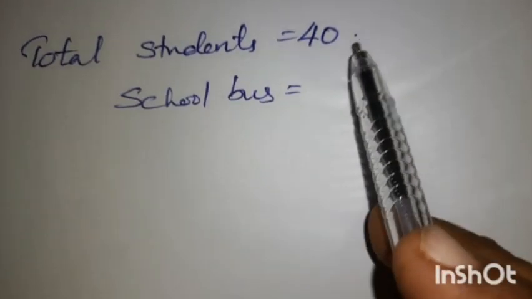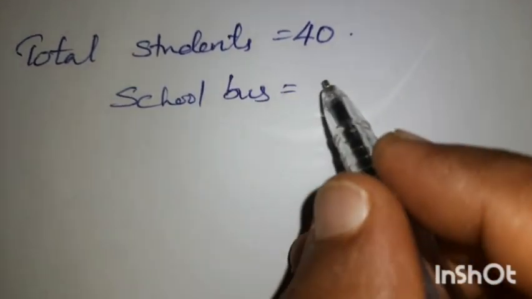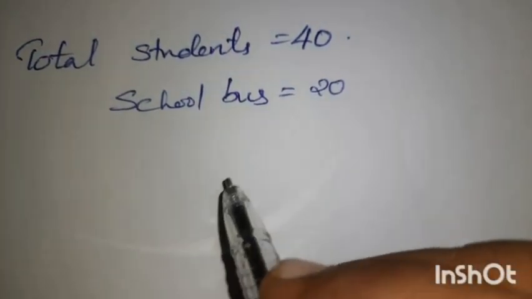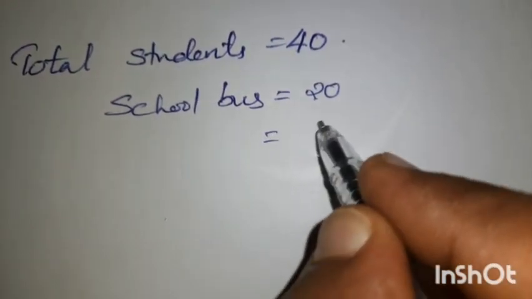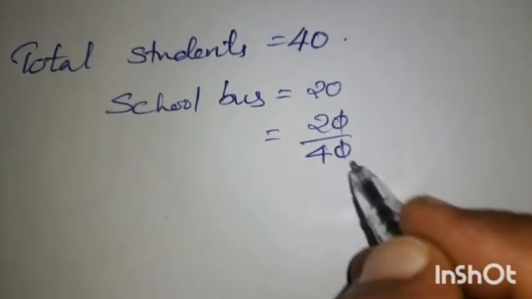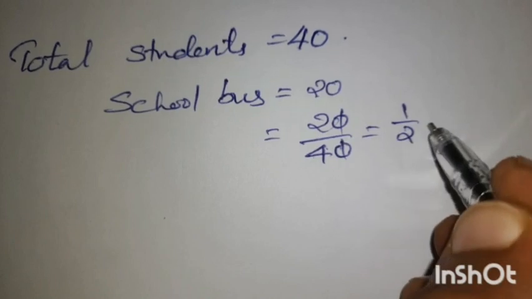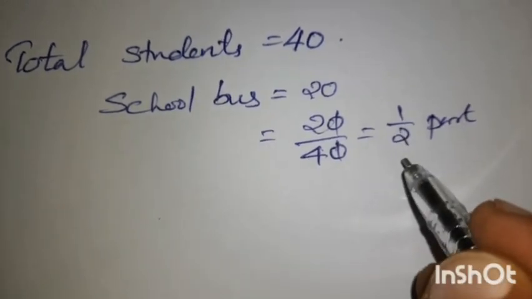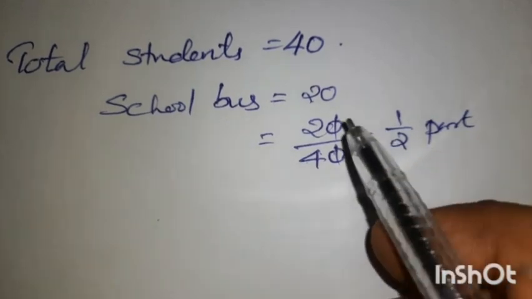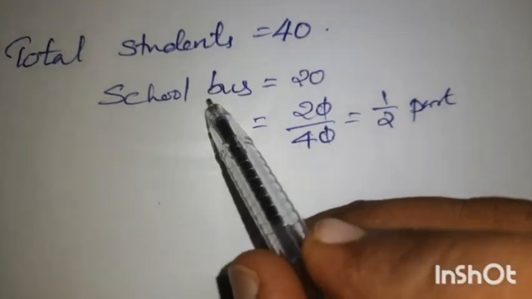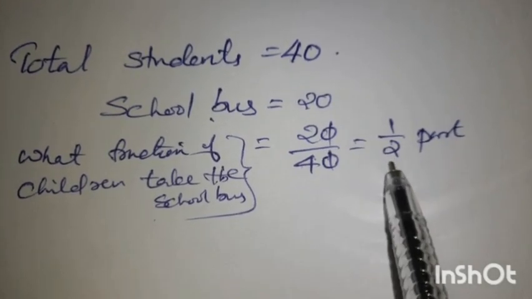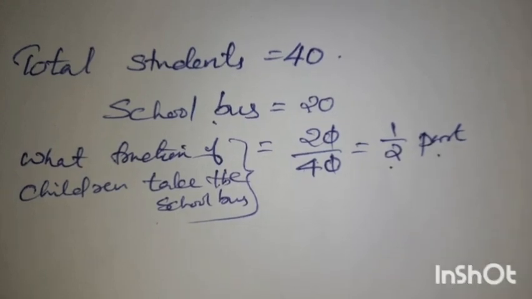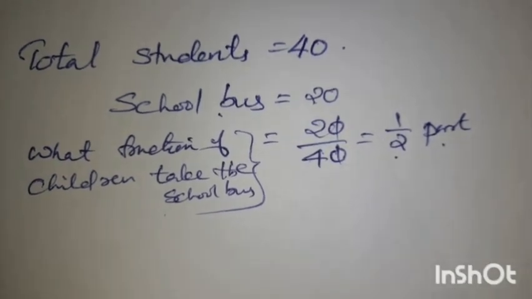So total students is 40. Then how many of them are coming by school bus? 20. That 20, how much part of 40 is it? That you have to find out. It should be 20 by 40. The 0 is cancelled. 2 by 4 is 1 by 2 part. So 1 by 2 part of the total students come by school bus. So what fraction of children take the school bus? So 1 by 2 part. This 1 by 2 part we can mark in the pie chart.